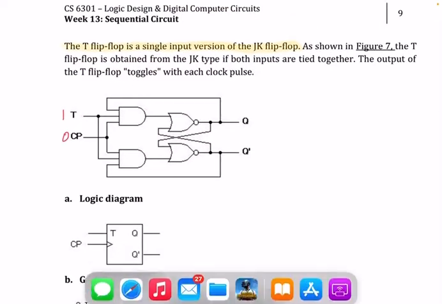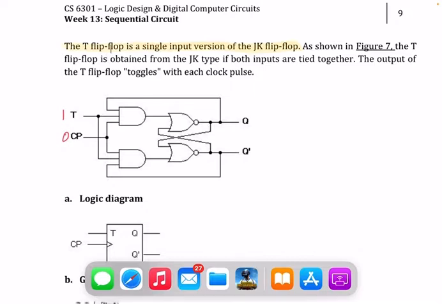Next, we have the T flip-flop. The T flip-flop is a single input version of the J flip-flop. So ginawa lang single version, yung single wire, yung nagke-carry ng input. So itong dalawa is nagtatoggle. The T flip-flop toggles with this clock pulse. So pag nagbago yung clock pulse, magbabago rin si input. Okay?